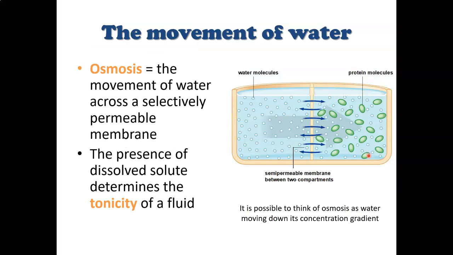Okay? So those are the basic mechanisms of cellular transport. Now there is one type of cellular transport that I think is really important, and this is called osmosis. And osmosis is the movement of water across a selectively permeable membrane.